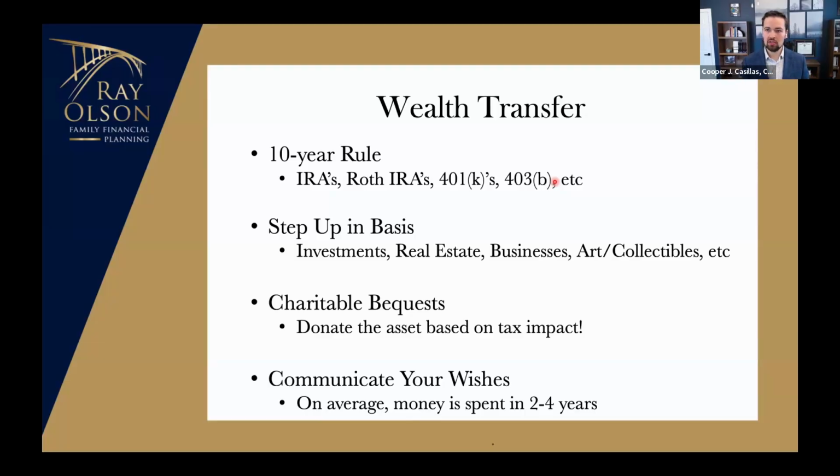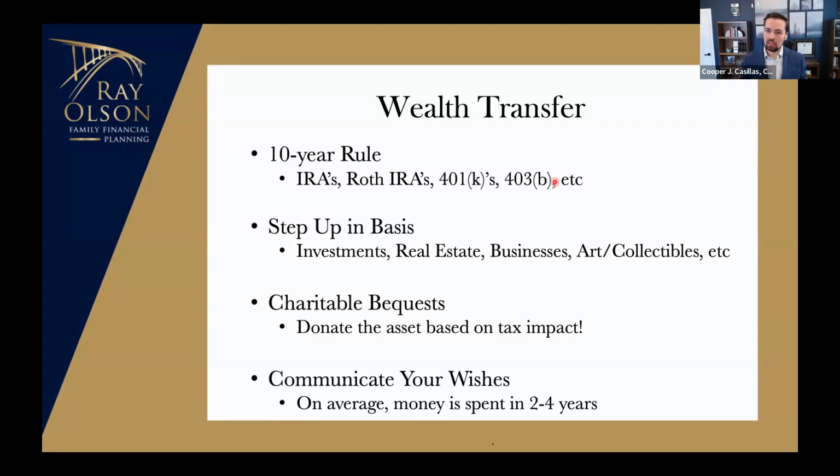How it works is, upon an individual's passing, a clock starts, and their heirs, if they inherit a retirement account or IRA, have to pull all that money out within 10 years. A lot of times this is pre-tax, so it can kick them into a higher tax bracket if we're not careful. So for your IRAs, your 401ks, your 403bs that haven't been taxed before, we want to be really strategic on how we distribute that money.